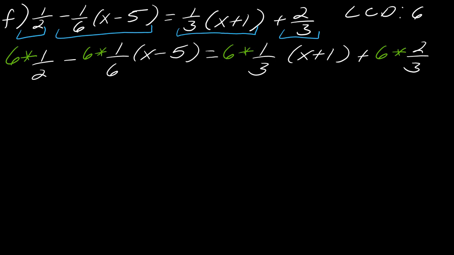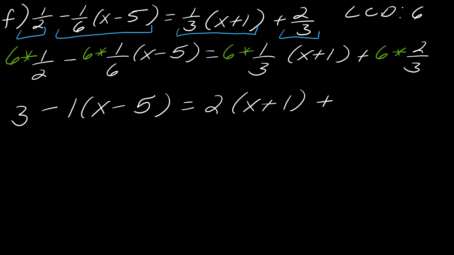Okay, so now I've got to do the multiplication. So 6 times 1/2 is just 3. And then 6 times 1/6 is just 1. 6 times 1/3 is 2. And then 6 times 2/3. So again, if that messes you up, you can always say 3 goes into 6 twice, and then 2 times 2 is 4. Or 2/3 times 6 is 4, whichever you prefer to think of it as.